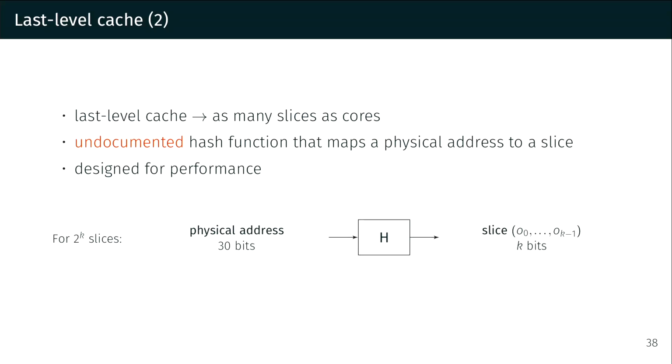So we have as many slices as cores, and a non-documented hash function that maps a physical address to a slice. And while it's actually a bit of a pain for attacks, it was not designed for security originally, but for performance, because you want all the accesses to be evenly distributed in the different slices for performance reasons. So the hash function basically takes some bits of the physical address and outputs k bits of slice. So just 1 bit if you have a 2-core machine, 2 bits if you have a 4-core machine, and so on.